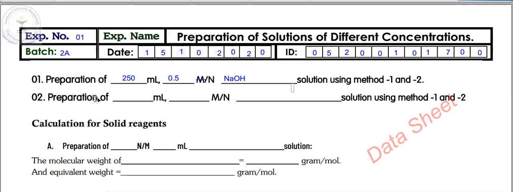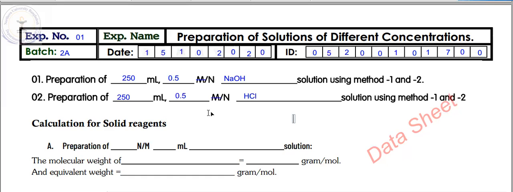And you have to prepare another solution, where the volume of the solution is also 250 ml. Its strength is 0.5, again it is normality, and it is HCl solution, hydrochloric acid solution. These are two problems that have been given by your laboratory instructor. You have been asked to prepare 250 ml 0.5 normal sodium hydroxide solution, and you also have another problem. In the other problem, you have to prepare 250 ml 0.5 normal hydrochloric acid solution.